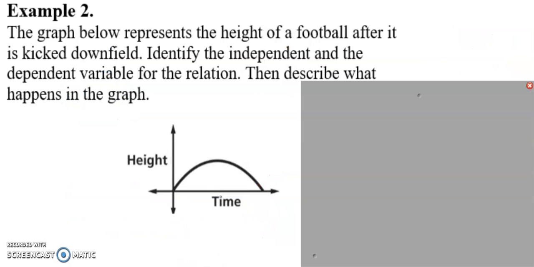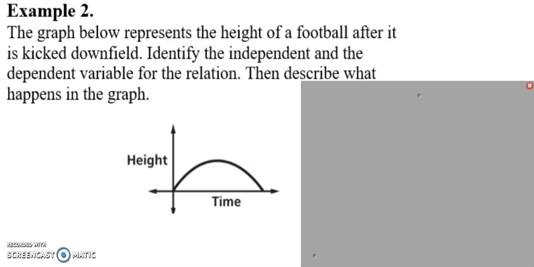Example 2. The graph below represents the height of a football after it's kicked downfield. Identify the independent and dependent variable for the relation, then describe what happens to the graph. So the independent variable is the variable. The dependent variable is the variable that is dependent on the other variable. Okay, so we have here height and time.